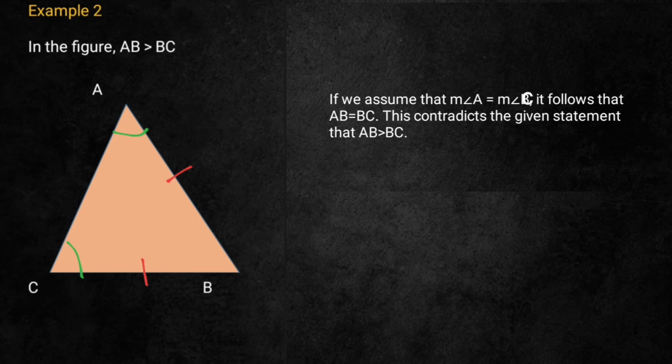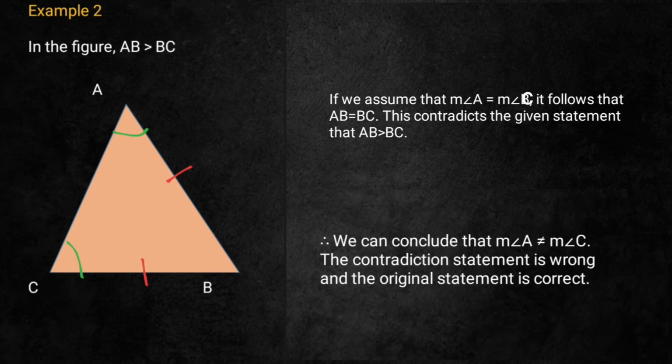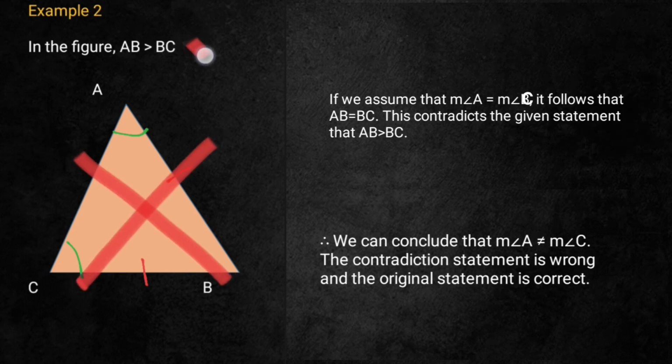So what conclusion can be drawn from this statement? Therefore, we can conclude that the measure of angle A is not equal to the measure of angle C. So the contradicting assumption that we made is wrong and the original statement is correct. So that is how proving works.